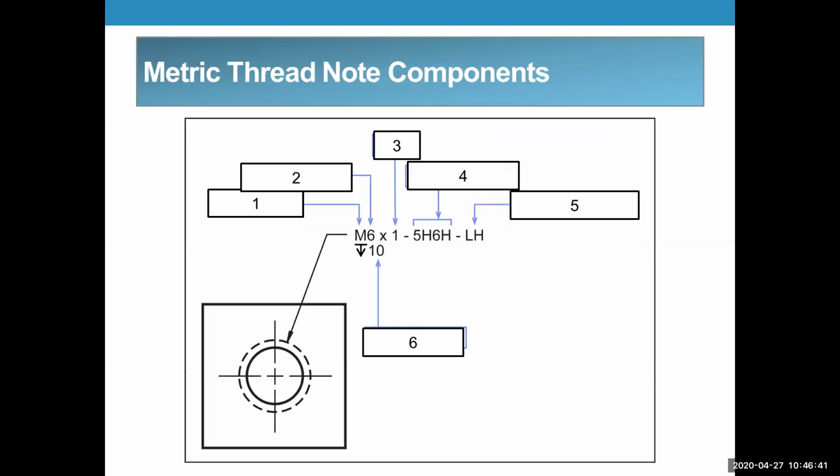The metric thread callout is pretty similar. The first position lets us know that it's metric form. The second position gives us the major diameter in millimeters. The third position is the pitch.